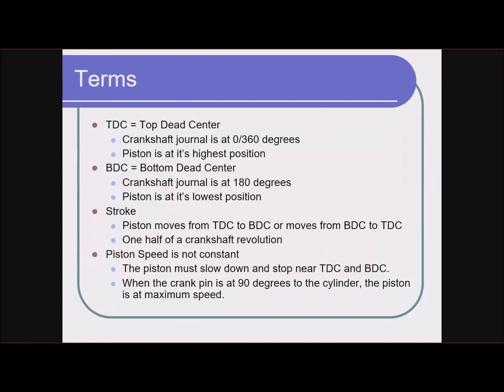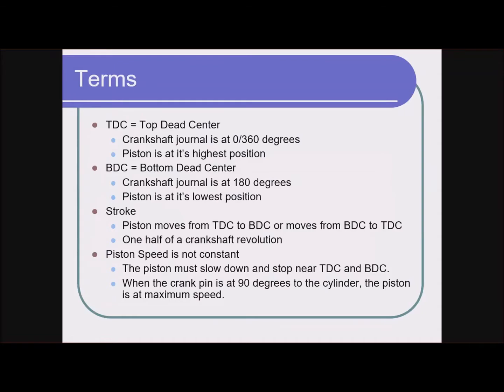The word top refers to where the piston is in the cylinder. The piston's at its highest position in the cylinder, and the crank is at 0 degrees. In other words, that connecting rod is right down the middle of the cylinder. The crank is not off to the side at all.